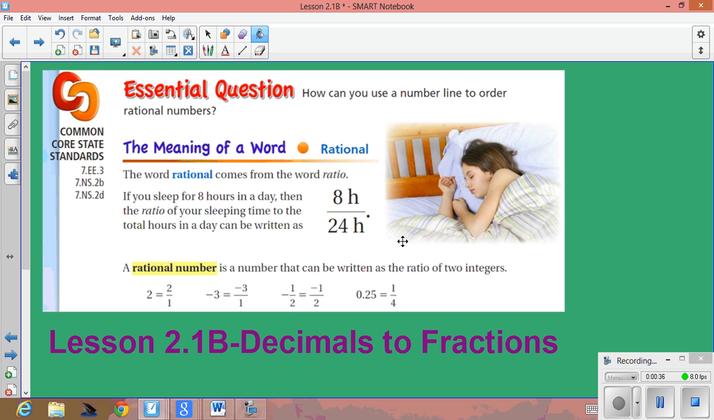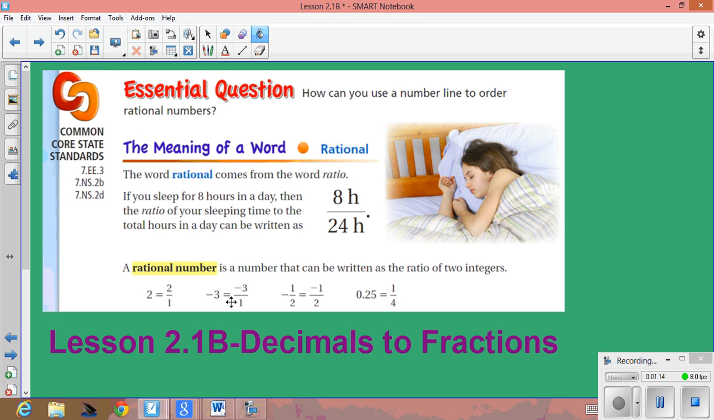Just a quick review. Rational numbers are any numbers that can be written as a ratio, and ratio is just a fancy word for fraction. So a rational number, simply put, is any number that can be written as a fraction. Mathematically, a rational number is a number that can be written as a ratio of 2 integers. So it pretty much says if I can take any number and somehow rewrite it to make it look like a fraction, we can call it rational.